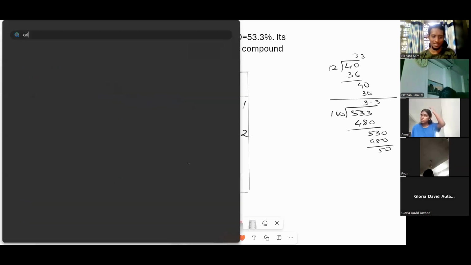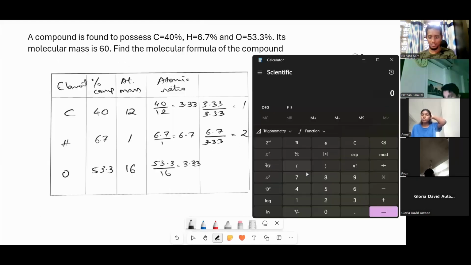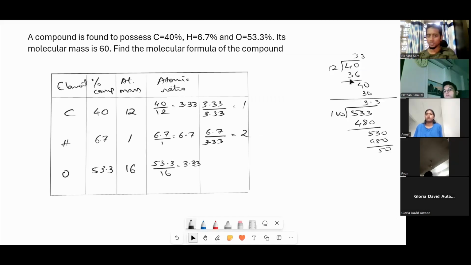If we divide exactly, what's going to happen? 6.7 divided by 3.33, we're getting 2.01. But we're rounding it off. Instead of 2.01, we're taking 2. And the last one, 3.33 divided by 3.33, is again 1. So now we've got the ratios in whole numbers. This column is called simplest ratio. Write this down.